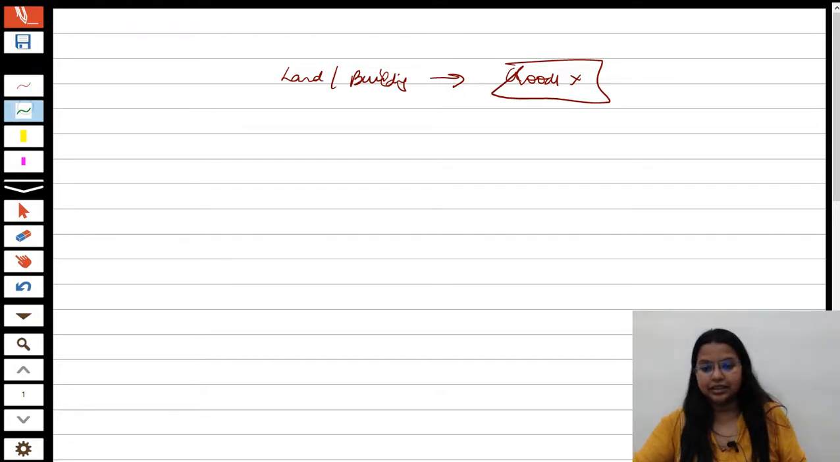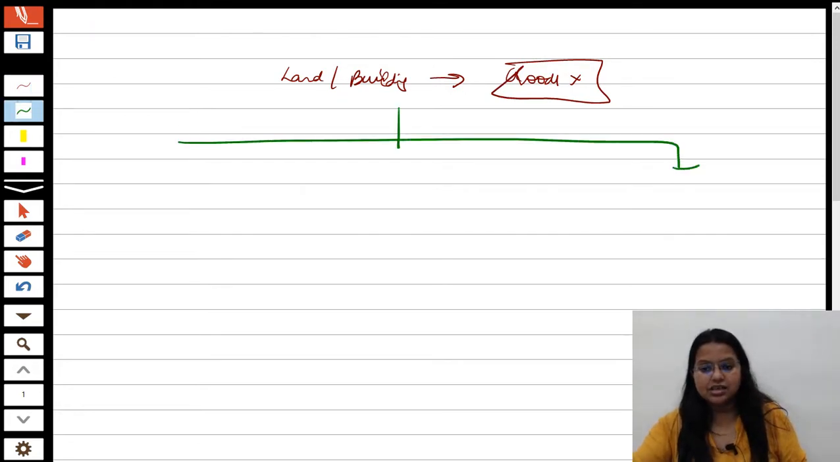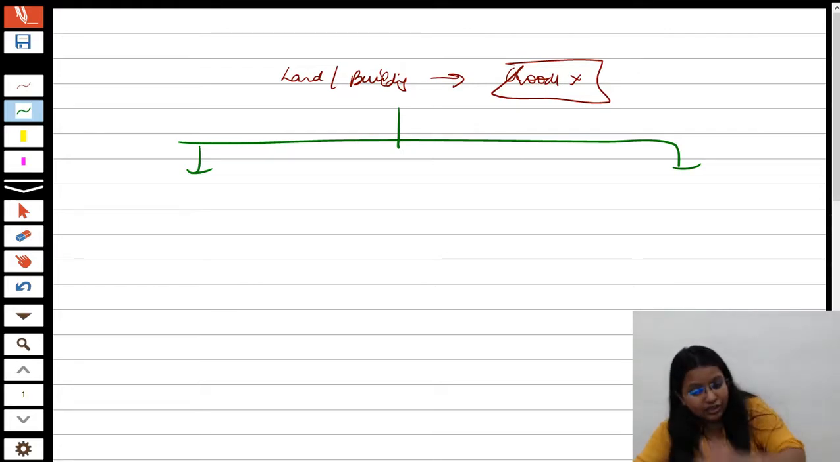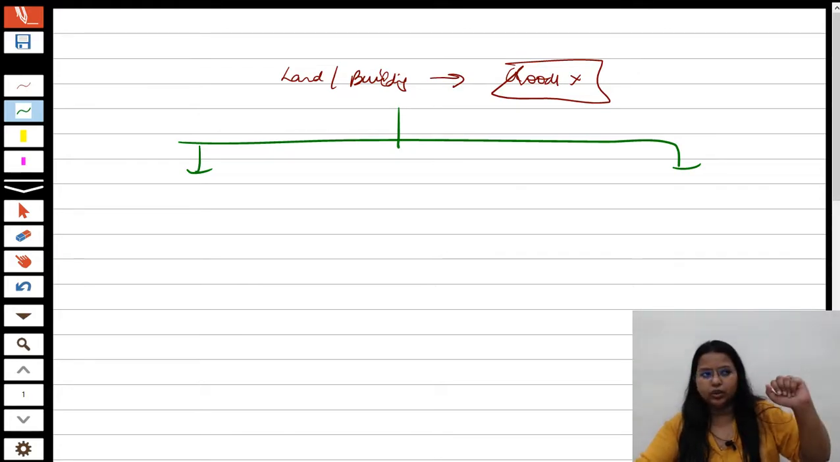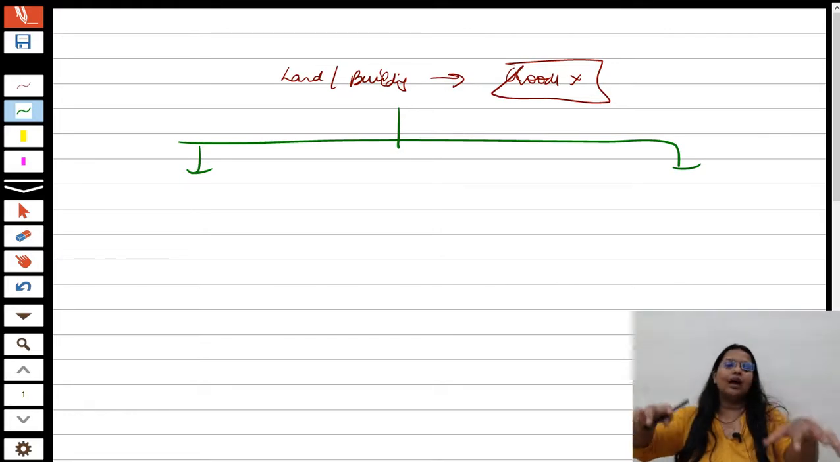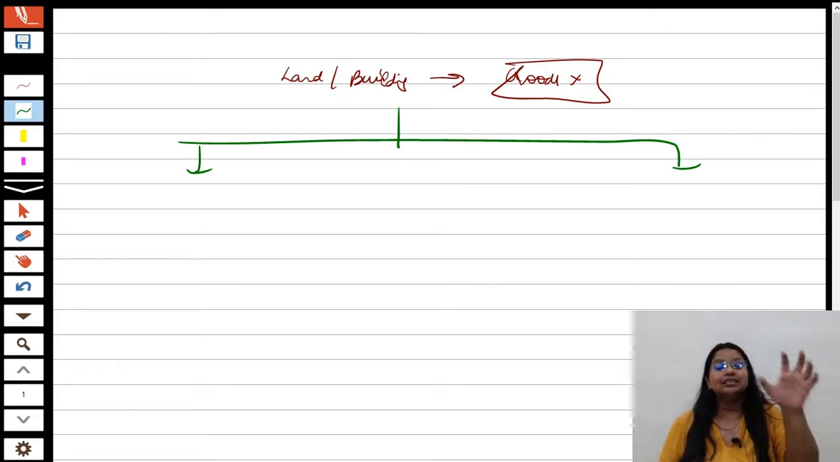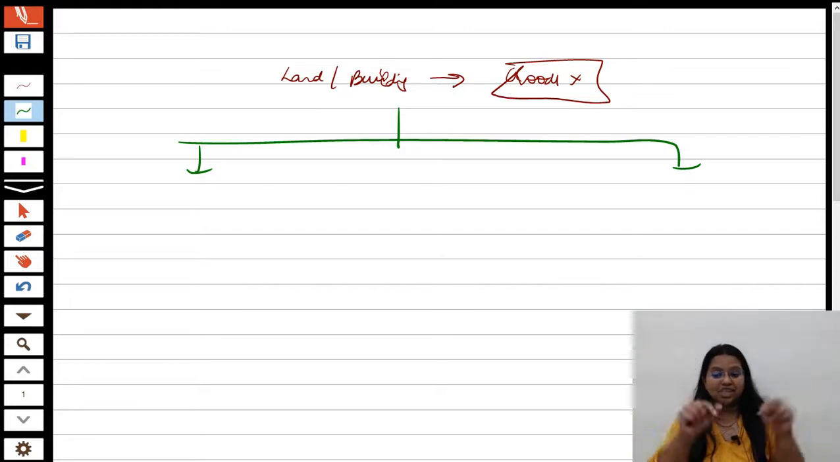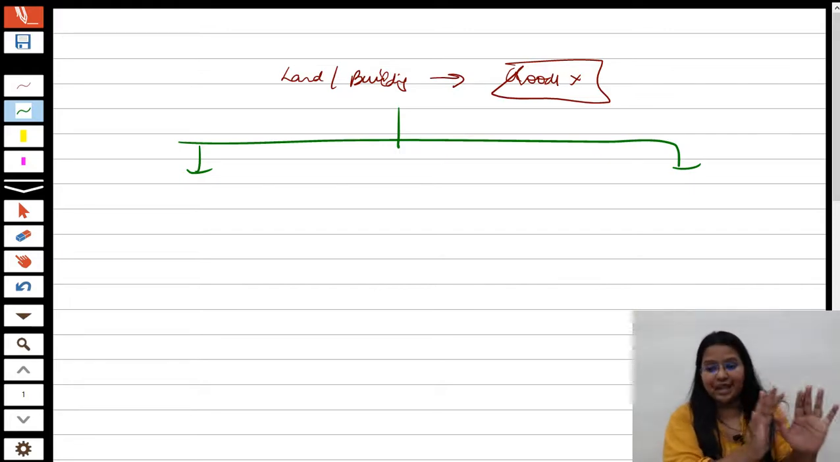But now, if any person has constructed a land or building and supplies it to any other person, will it be considered as supply of goods? No. Will it be considered as supply of services? Let's understand what will happen here. Whenever a person completes the building, they have to obtain a certificate. The competent authority will issue a completion certificate that this property has been completed.